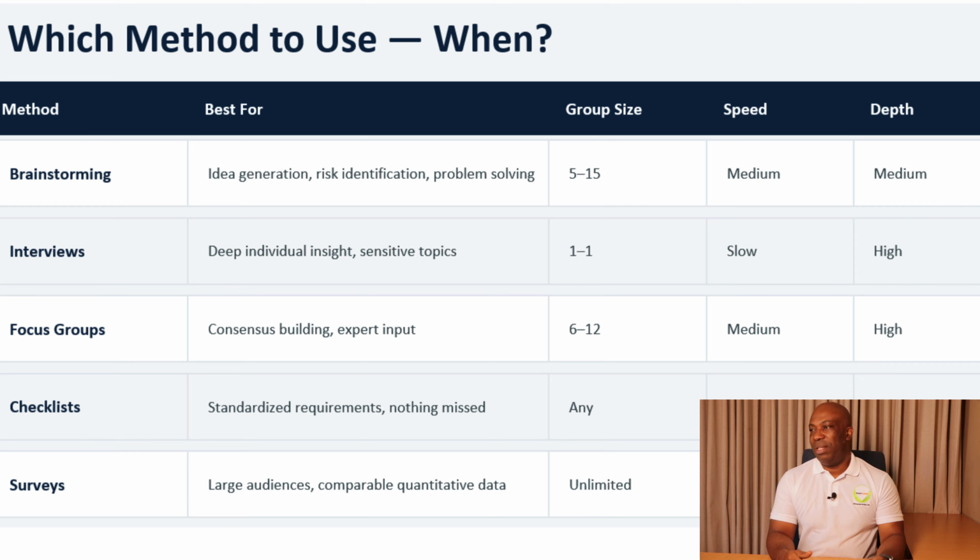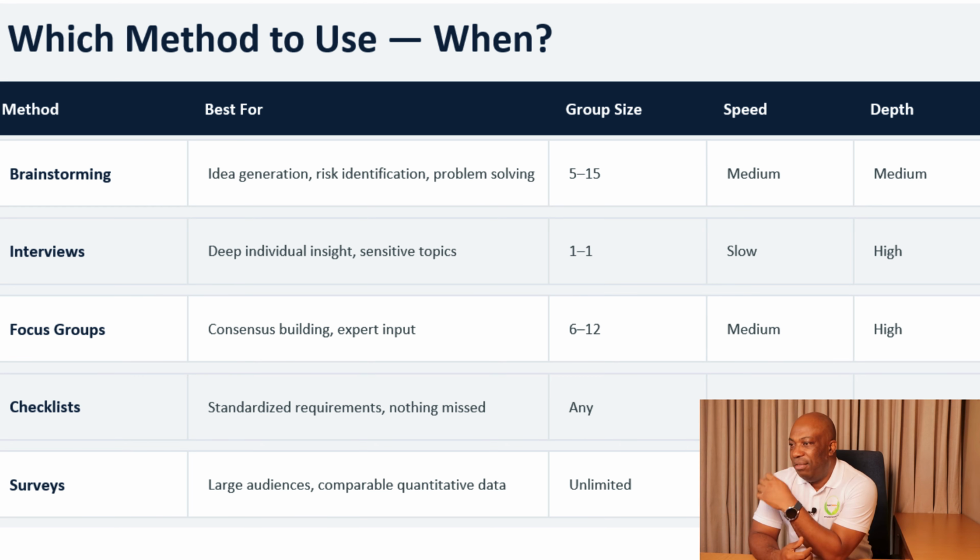Let's look at which method to use when it comes to data gathering, as you can see on the screen. If you are brainstorming, it is best for idea generation, risk identification, and also problem solving. The group size must be between 5 and 15, and the speed is medium, as well as depth. When it comes to interviews, you have deep individual insights and also sensitive topics. It's best for that. Group size must be 1-to-1. Speed is slow, but the depth is very, very high.